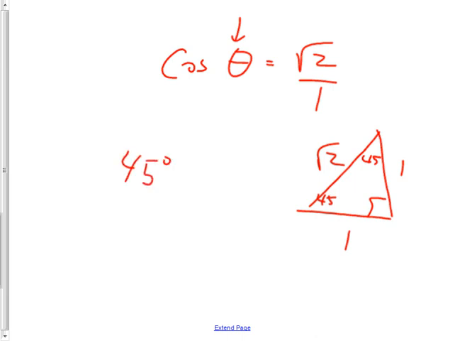Now, what if the worksheet says all answers must be given in radians? Now you've got to do a quick conversion in your head. What is it? Pi over 4.